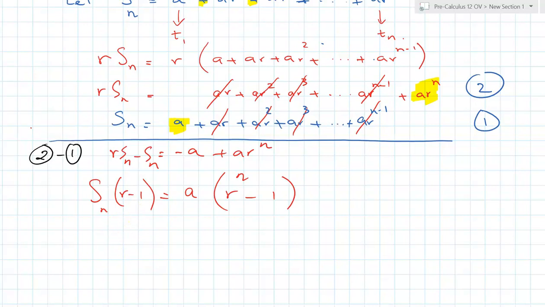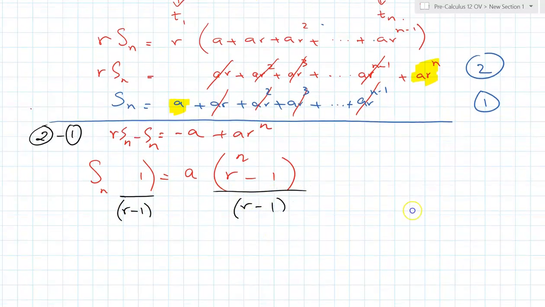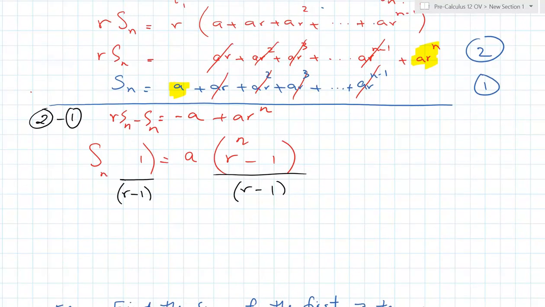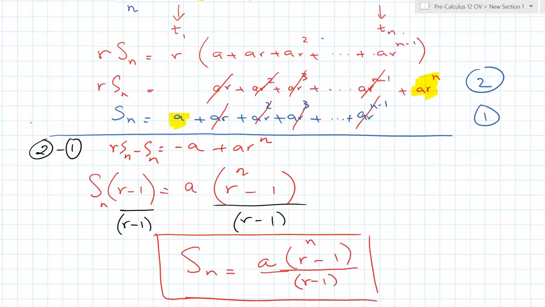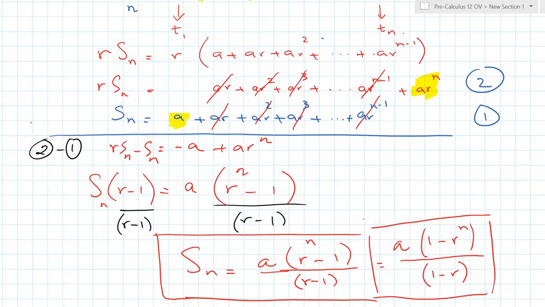We're solving for Sn. What are we going to do next? The next thing we have to do is divide both sides by r minus 1, and sure enough, what you will end up getting is a times (r^n minus 1) divided by r minus 1. There is another variation of this you can actually use: a(1 minus r^n), but then the denominator should also be 1 minus r. Both variations are okay to use, whichever you like.